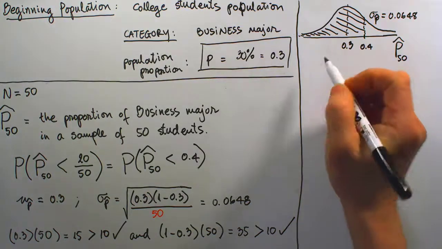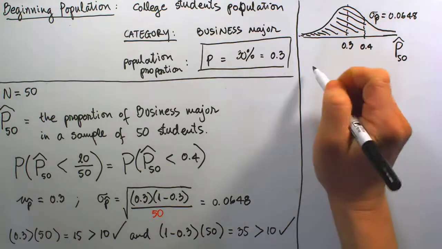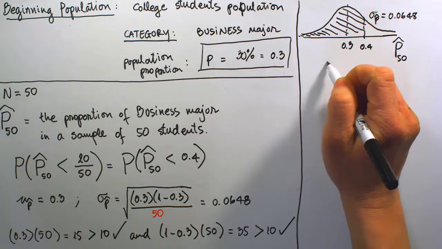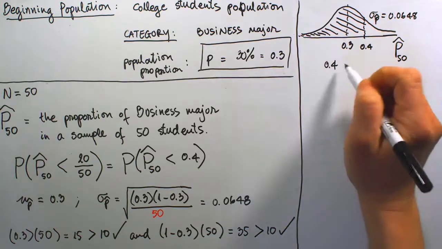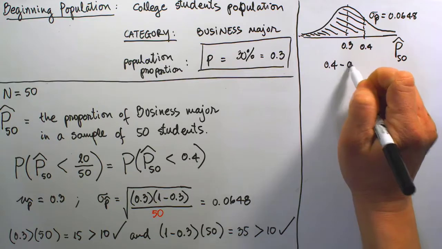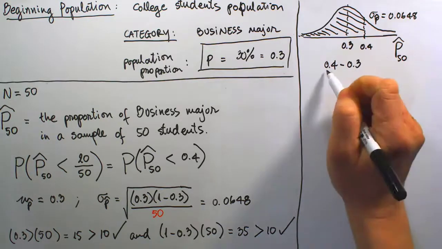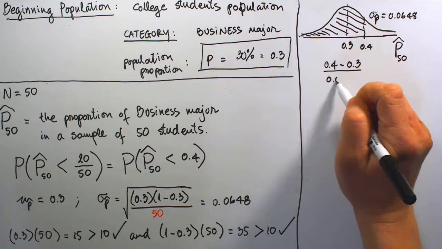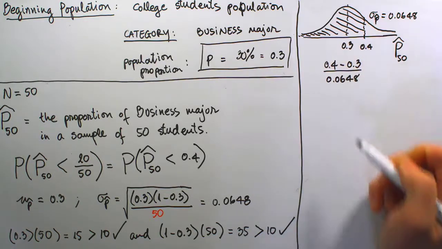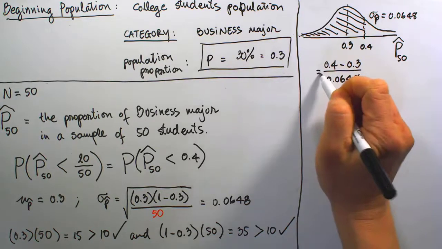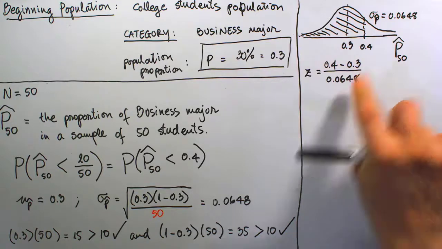And so now the z-score step will be the next step. From the value that we're looking at, I'm going to subtract 0.3, the center of the bell curve, and we're dividing that by 0.0648. And that is the z-score for this value 0.4.